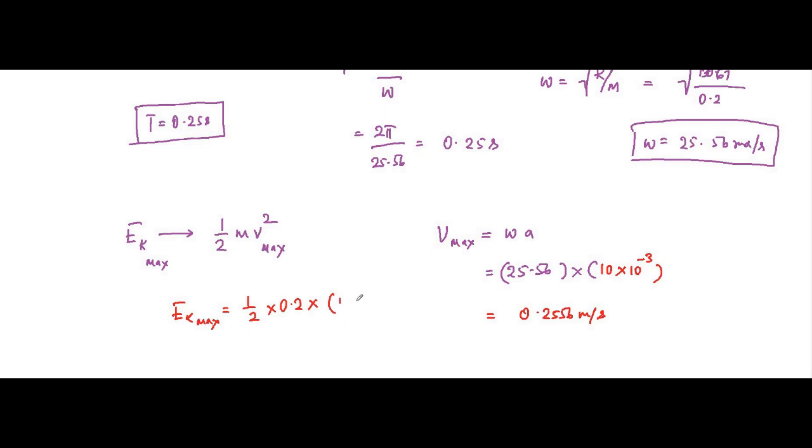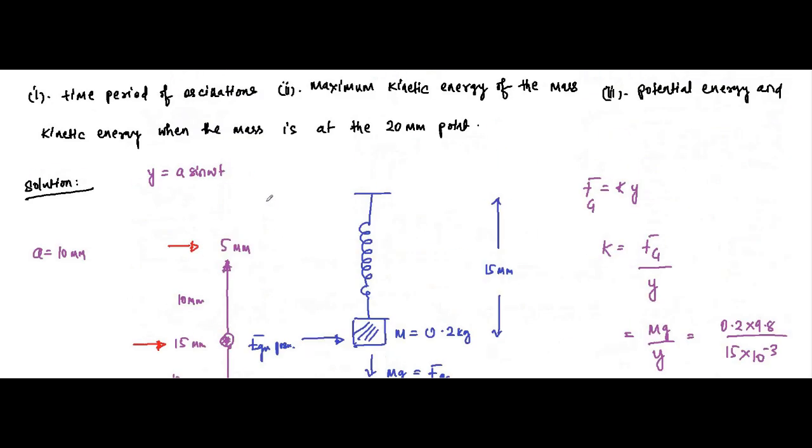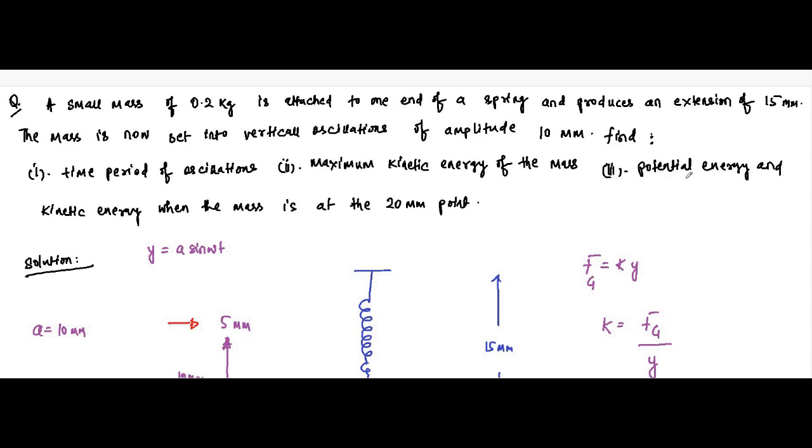V max is 0.2556 whole square. It is coming around 6.5 into 10 to the power minus 3 joules. This is the maximum kinetic energy. Then it has been asked to find the potential energy and kinetic energy when the mass is at the 20 millimeter point. This is very interesting.